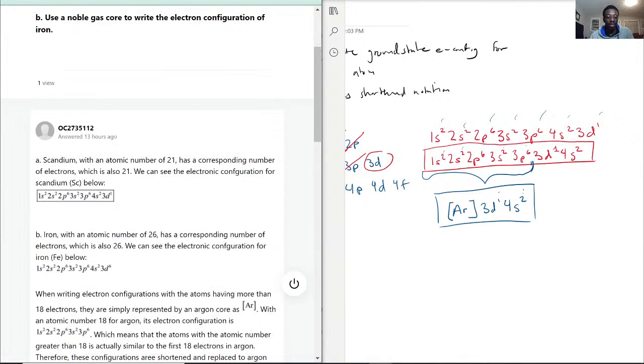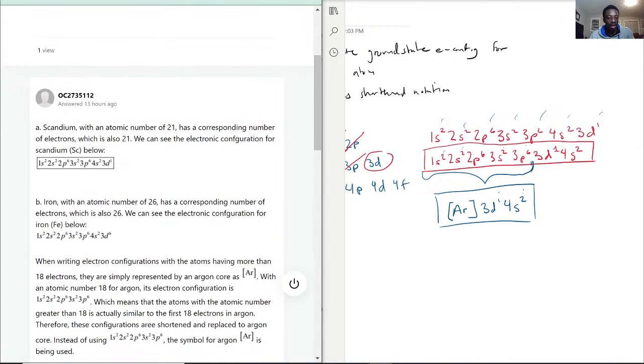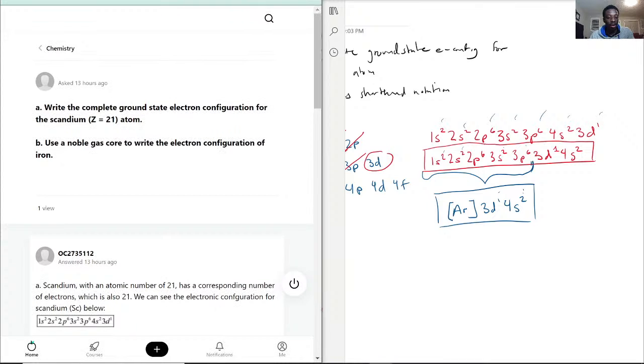So let's see how we did. So exactly, 1s2, 2s, and then it keeps going to 3d1. And, oh, whoops, write the electron configuration of iron.